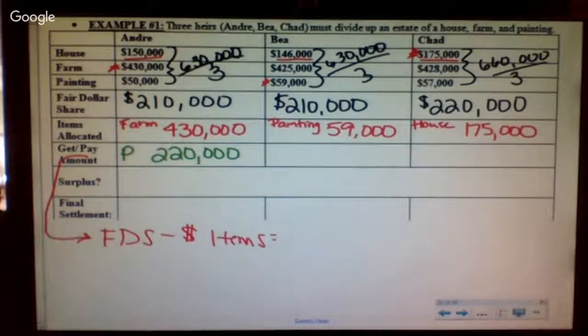Do it for B. What do we get when we do it for B? 151, and it's a positive number. So that means she got a painting worth $59,000, but she should have gotten something worth $210,000. So on top of that painting, she's going to get $151,000 in cash to replace what she needs.